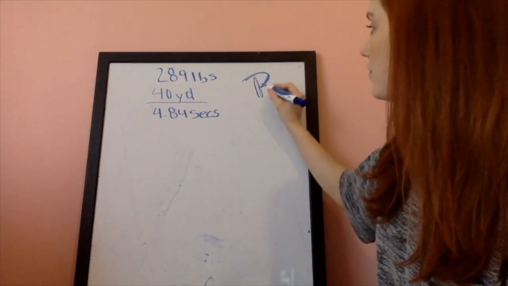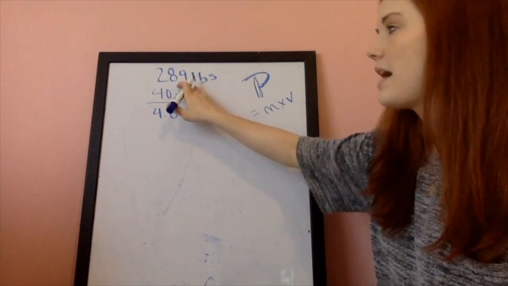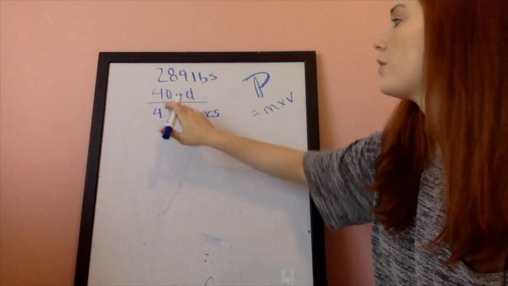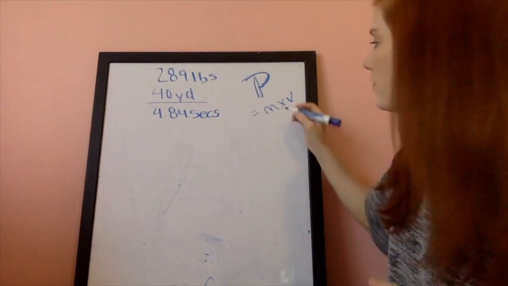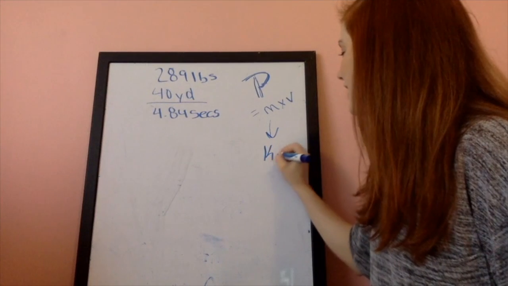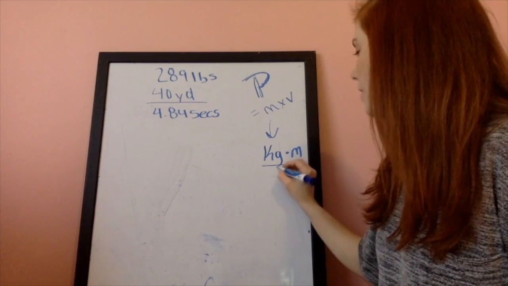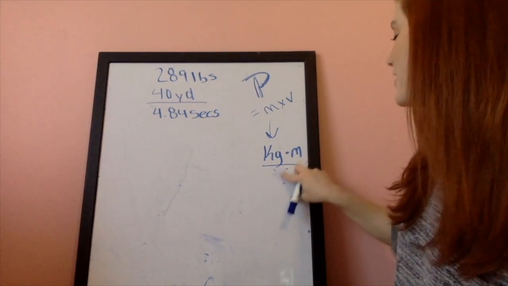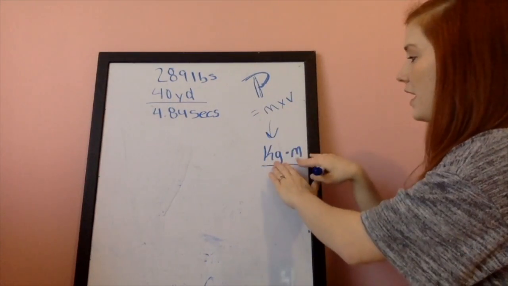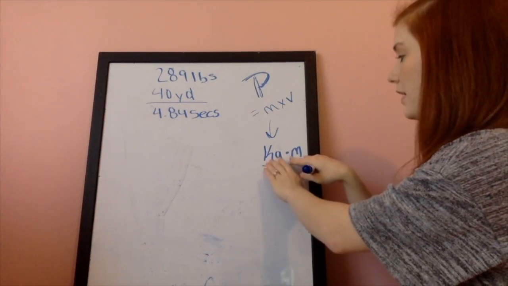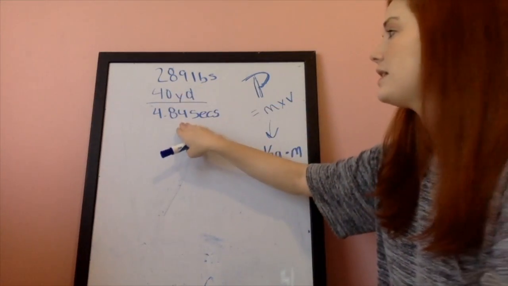So we know that momentum equals P, which equals mass times velocity. We have our mass right here, 289, and we have our velocity, 40 yards per 4.84 seconds, but we have to convert because the unit of measurement for momentum is kilograms times meters per second. So let me reiterate that. Momentum equals mass times velocity. The unit of measurement for momentum is going to be kilograms times meters per second. Okay, so that means this needs to be in kilograms and this needs to be in meters per second.